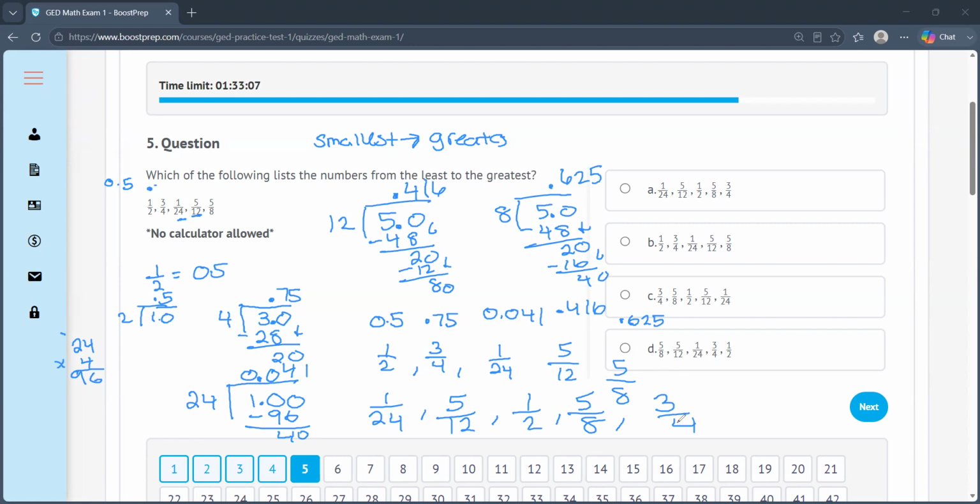Okay. So which one will that be? 1/24, 5/12, 1/2, 5/8, and 3/4. Letter A. Okay, so that's how you do it without a calculator.